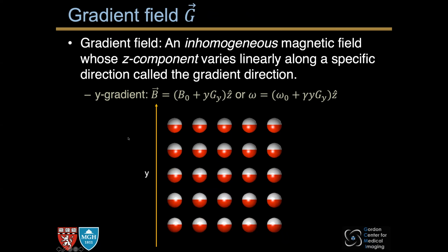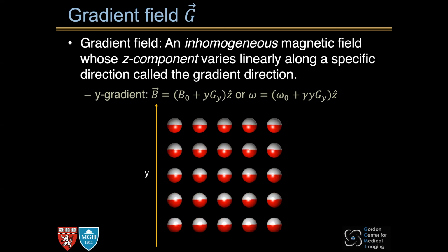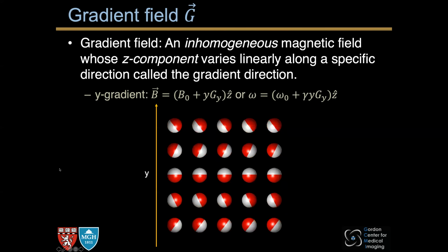So this is another example for the Y gradient. As we can see here, if we take the middle row as a reference, the spins on the top rotate faster than spins on the bottom. Okay, so it is just like what happened with the gradient in the X direction, just in a different axis. Okay, now let's see what we can do with the help of this gradient magnetic field.